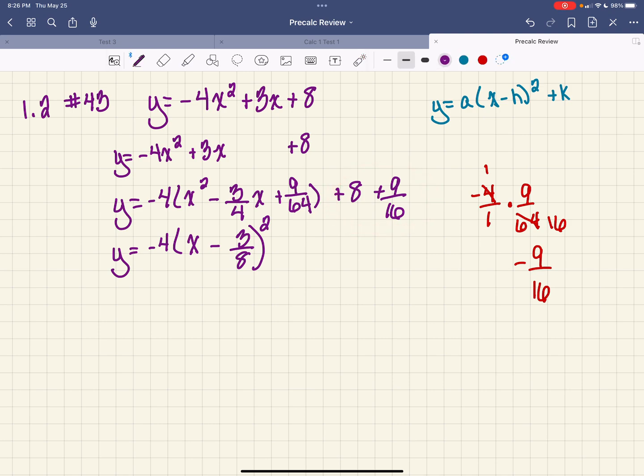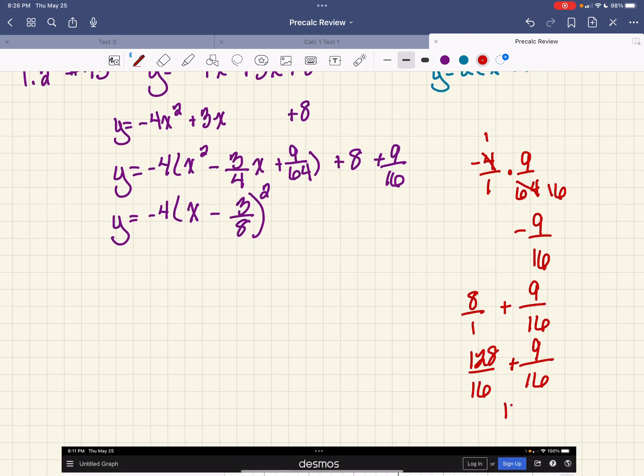So we're going to go back to our fractions, and I have 8/1 plus 9/16. 16 is going to be my LCD. 8 times 16 is 128. Okay, and so then I'm left with 137/16. And that is my K value. So then I have 137/16. Okay, so this is the vertex formula for my parabola, and this is my vertex right here.